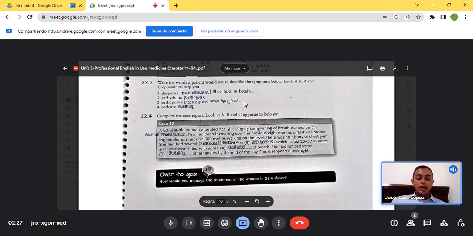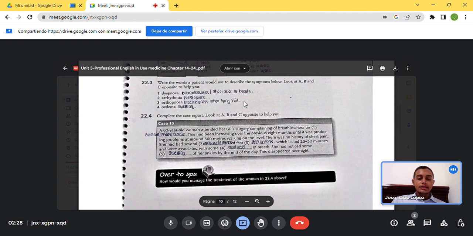O sea, la ortopnea básicamente se produce con poca respiración y eso mayormente ocurre cuando es una persona obesa, que ya pasa de cierto peso, ¿no? And the last one is oedema. That means in English swelling. Next is exercise 22.4. It says, complete the case report. Look at A, B, and C opposite to help you.